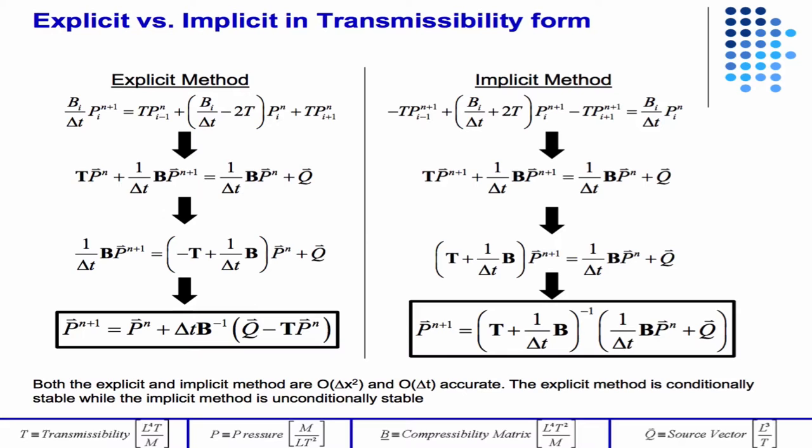So there's just the process for both the explicit and implicit methods, where we just basically multiply the constant through by the first equation, then we write it in matrix form, and then we rearrange so that we can clearly see that we have a matrix times Pn plus 1 on the left-hand side and a matrix times Pn on the right-hand side in both cases, and then it's easy to see what the solution is. So both methods have order delta x squared in space and delta t in time.